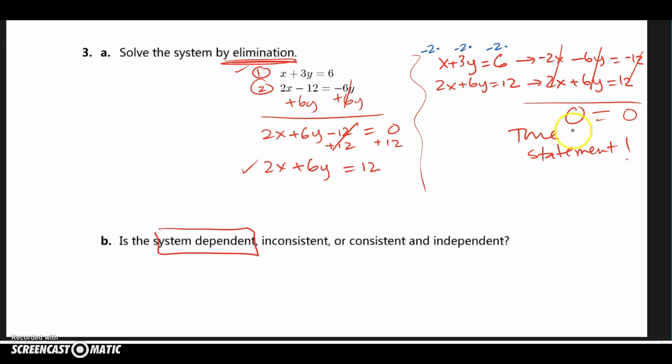If I had gotten a false statement, remember, and the x's and the y's disappeared, then it would be inconsistent, and that would be the case where your two lines don't intersect at all. That's graphically speaking. In other words, these two equations create a system that has all of their solutions in common. They're identical. All ordered pairs match up for both of them. So this is a dependent system because I got a true statement.